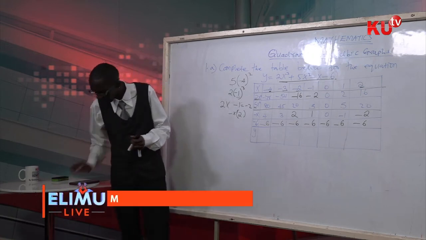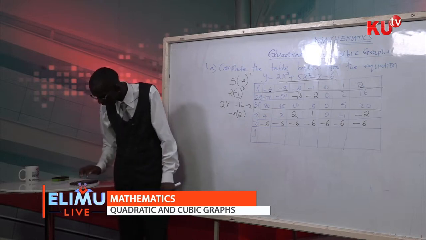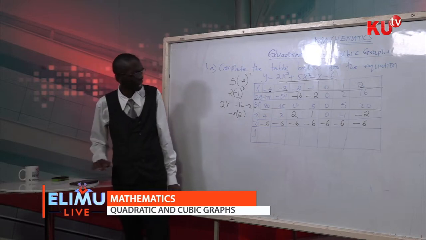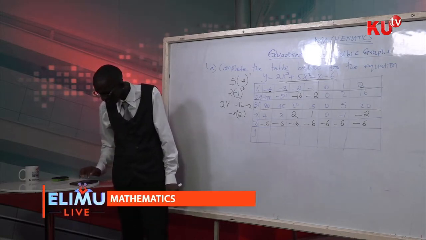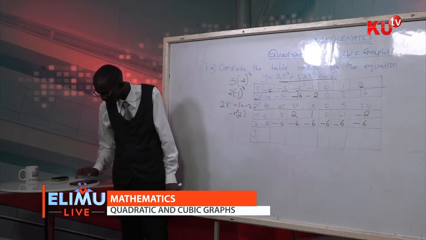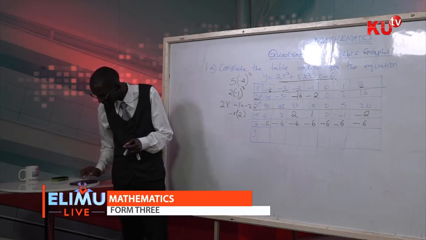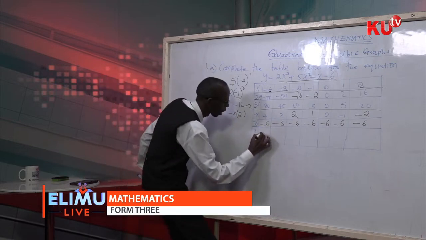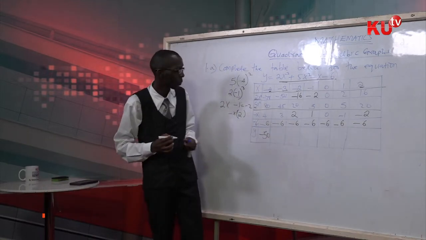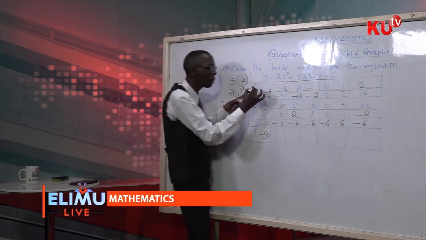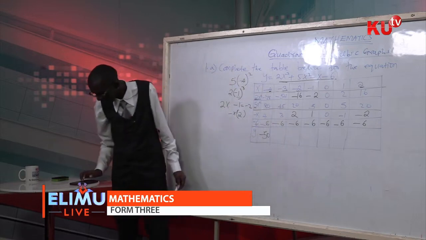I believe that you have your calculator and you are doing it. Negative 128 plus 80 plus 4 plus negative 6 plus negative 6. You use your calculator, you'll get the value of y as negative 50. We move on to the next one.